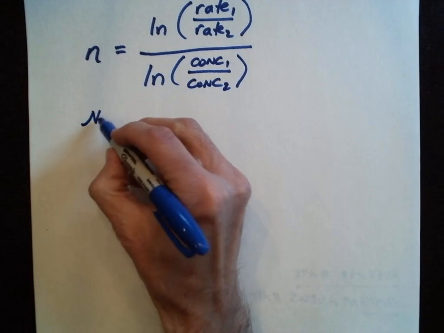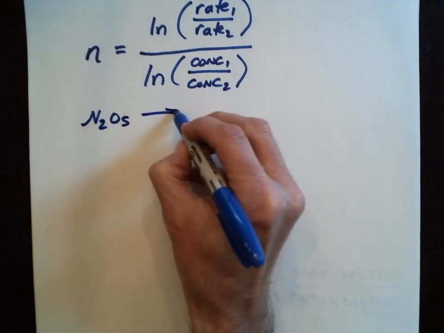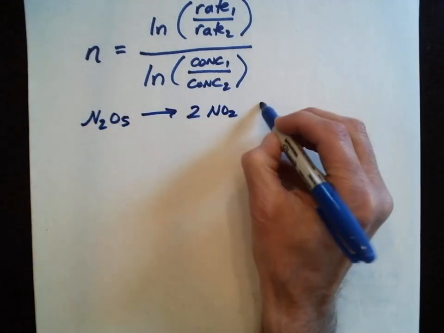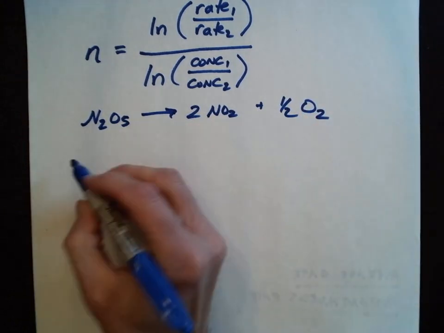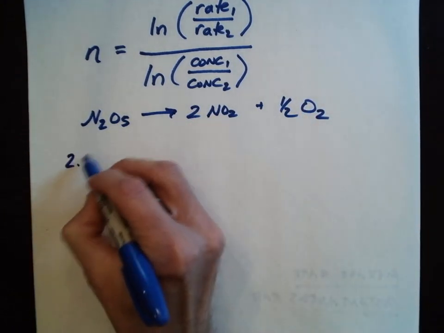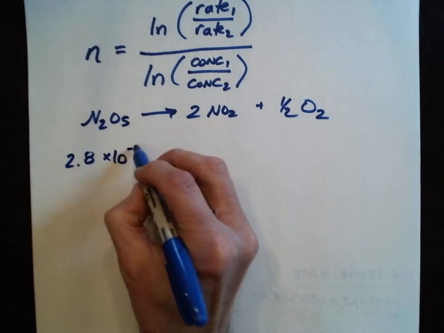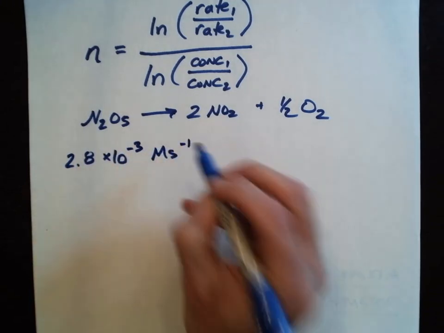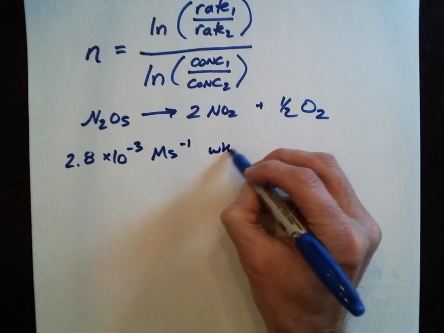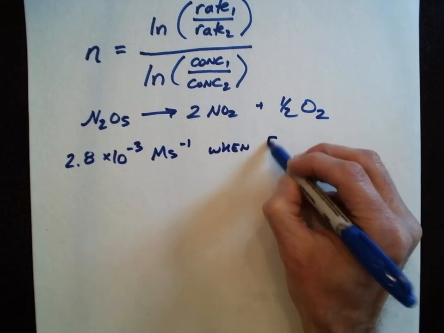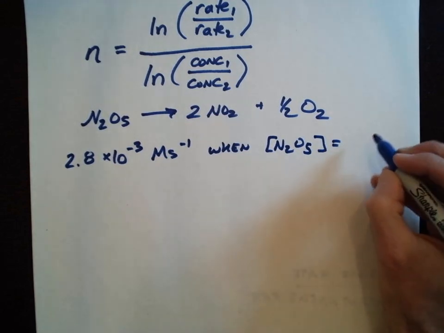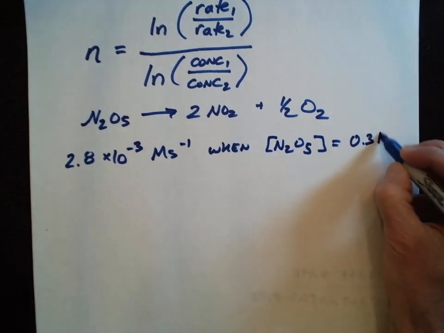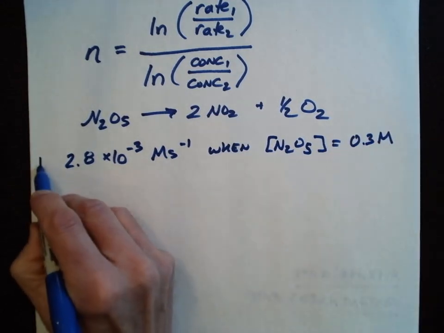Once again, we're going to use our reaction. N2O5 goes to 2NO2 plus half O2. And we'll notice that the rate is 2.8 times 10 to the negative third molar per second when the concentration of N2O5 is equal to 0.3 molar. That's condition 1.